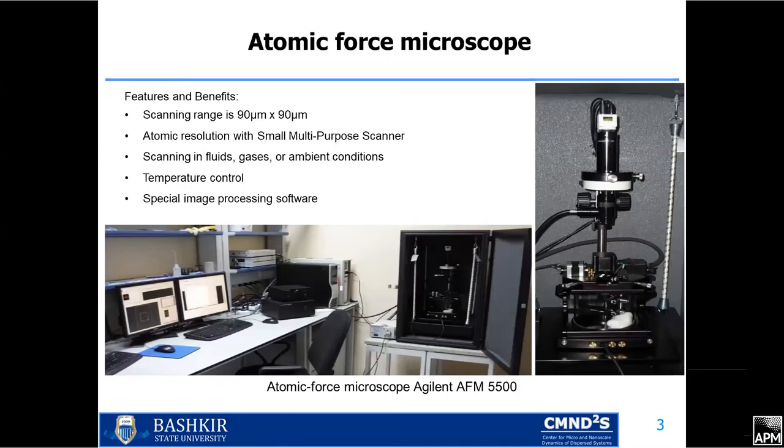All measurements were made with an atomic force microscope, Agilent 5500 FM, shown in the photographs. Features and advantages of these models are presented on the slide.